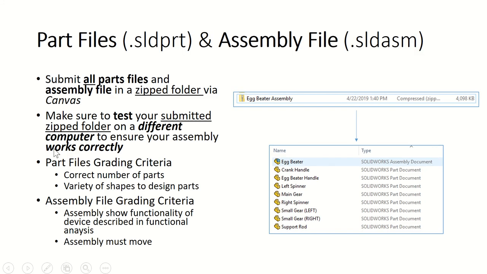Then after you take your part apart, you are actually going to draw each of those parts in SolidWorks and then create an assembly file of the part. If we go to the grading criteria for the parts, we want the correct number of parts. So if there's 5 parts, there should be 5 parts in your submission. And then there should be a variety of shapes to design parts. So for example, in my Lego example, if there are 4 parts but they're almost the exact same part, then you'll get some points taken off here.